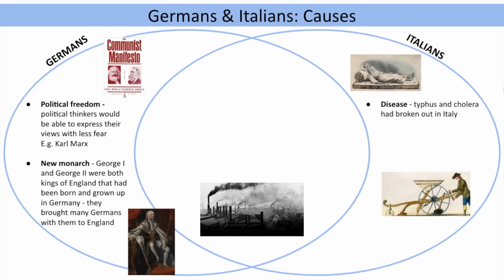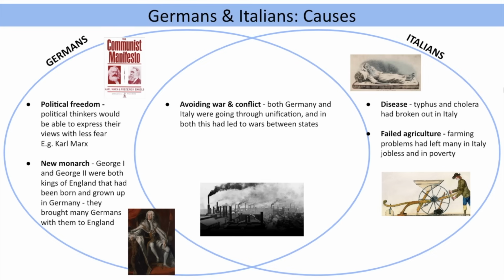On the Italian side, unique to Italian migration is outbreaks of disease in Italy at this time, especially typhus and cholera, so some people are moving to Britain to avoid those. And another issue that Italy has is that there are problems with farming. Lots of people are jobless and living in poverty, especially because Italy is not industrialized. One thing that they both have in common is that in both Germany and Italy at this time there is war and conflict going on as both countries go through unification.